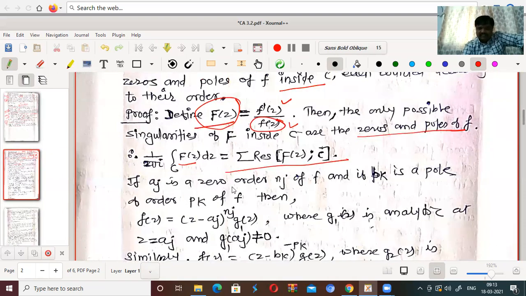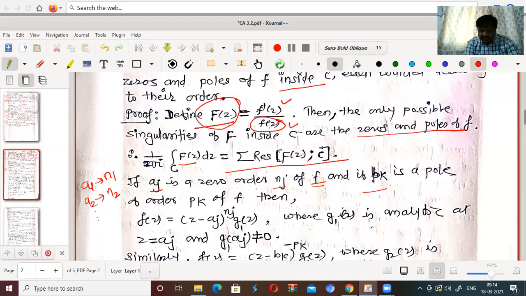Now, if aj is the zero of order nj of f, small f, and pk, what are we saying? Suppose a1 is a zero of order n1, a2 is a zero of order n2, and so on. There are some zeros of f, because it is given that f has a finite number of zeros. Those zeros we are considering as a1, a2 and so on, with respective orders n1, n2 and so on.